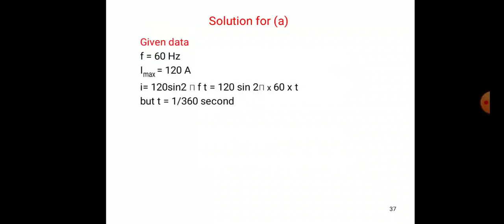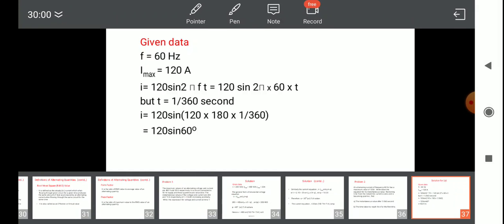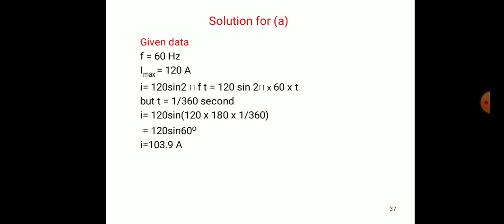What are the given values? You can see the given values are frequency 60 Hz, maximum value 120 amps. I equals 120 sine 2 pi ft. That is nothing but 120 sine 2 pi into 60 into t. But t is also given, 1 by 360 second. I equals 120 sine 120 pi into 1 by 360. The total value is 120 sine 60. You know the value of sine 60, and the total value is 103.9 amps. You can see, very simple.